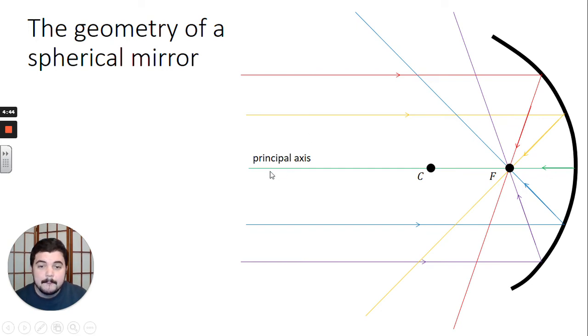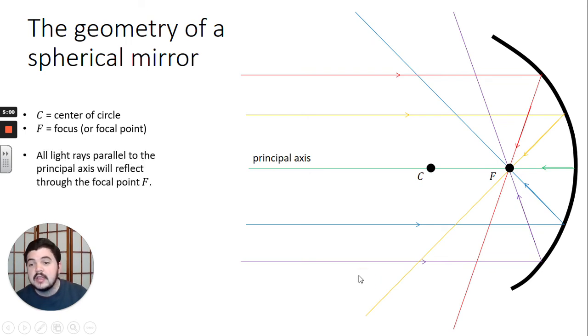Getting rid of a little bit of the background now, so we can talk about some more things. This green line that goes through both the center of our spherical mirror and the focal point, this is called the principal axis for this mirror. So some labels: capital C is the center of the circle, capital F is the focus, also known as the focal point. And then all light rays that are parallel to our principal axis will reflect back through the focal point F.